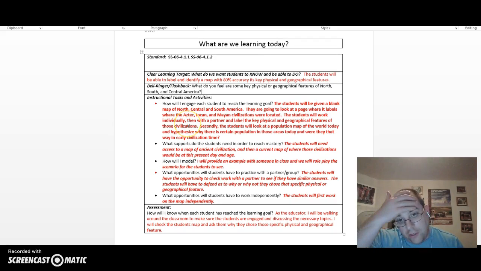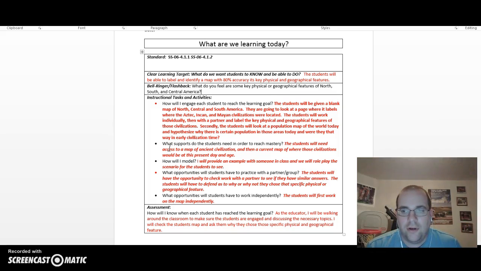Okay, guys, so what you're going to be doing today is you're going to be given a blank map of North, Central, and South America, and then you are going to label and identify the key physical and geographical features. Throughout the class period, first off, you're going to be able to label them on your own. Remember, key physical and geographical features. If you do not know what one of those is, I have it up in my room. It's located on the wall to your left, about midway up right by the window, and it gives you an idea of what the key physical and geographical features are.